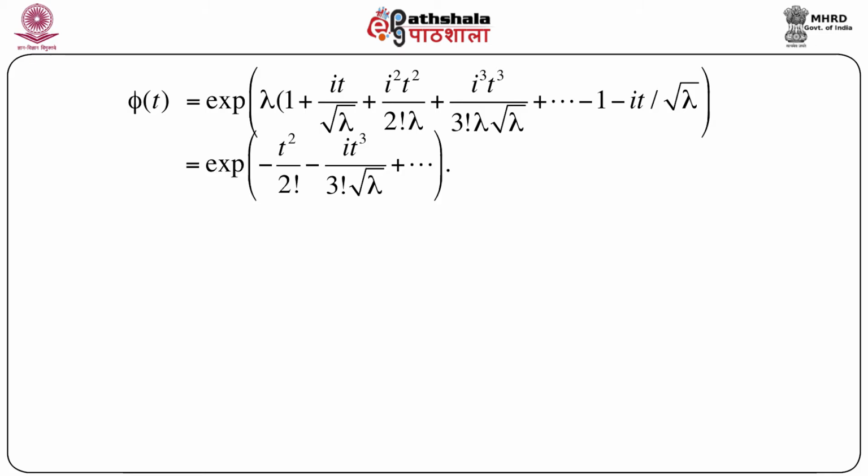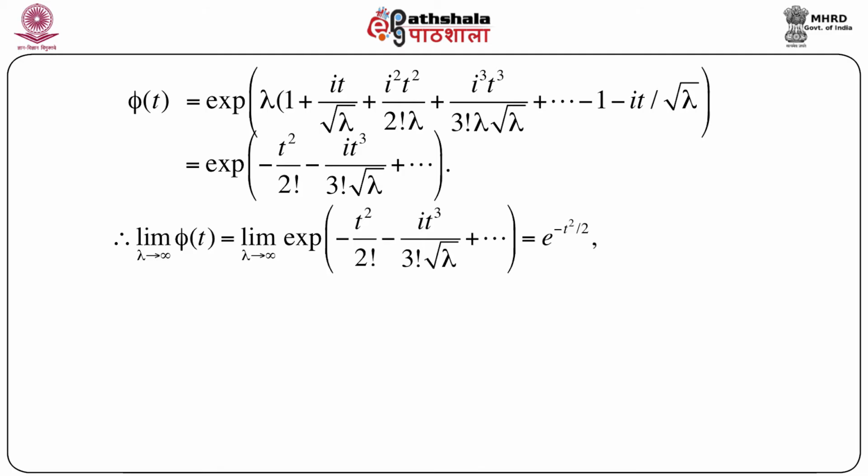Now we will just simplify this expression. Here there is one cancellation, and after simplifying we get e to the power minus t square by 2 factorial minus i t cube by 3 factorial into square root of lambda, plus whatever terms are there. But the rest of the terms involve lambda or some power of lambda in the denominator. So as lambda goes to infinity, this entire quantity will go to e to the power minus t square by 2.